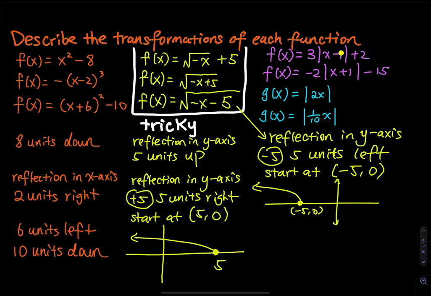The minus 1 is 1 unit to the right, but what about the 3? So this one is c equals 3, and c equals 3 is outside of the absolute value, which is greater than 1. So that creates a vertical stretch.